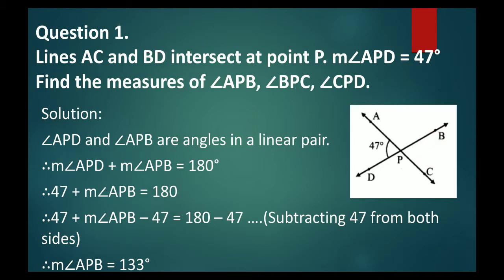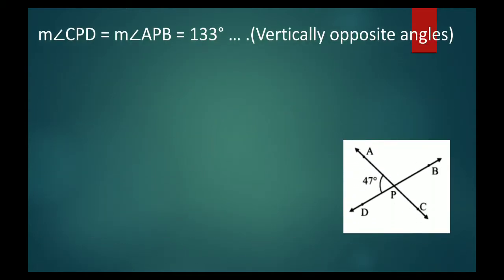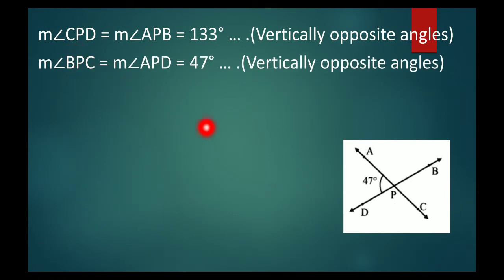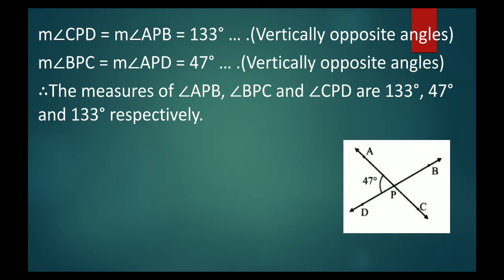If APD is equal to 47 degrees, therefore BPC is equal to 47 by vertically opposite angles. Let us now learn how to write that. So CPD is equal to APB, both equal to 133 degrees, and BPC is equal to APD is equal to 47 degrees because both are vertically opposite angles. Therefore, the measures of angles APB, BPC and CPD are 133 degrees, 47 degrees and 133 degrees respectively.